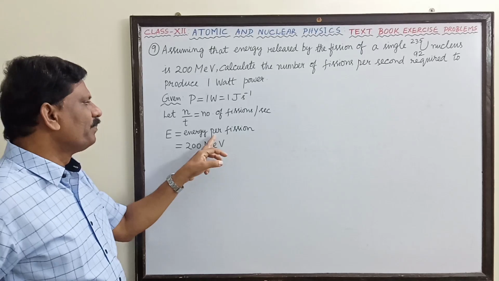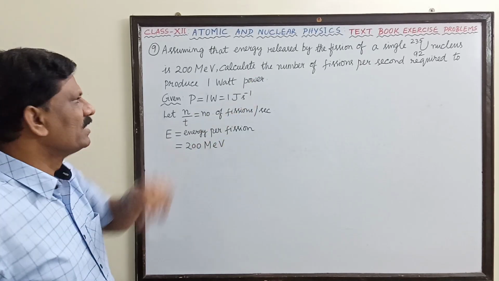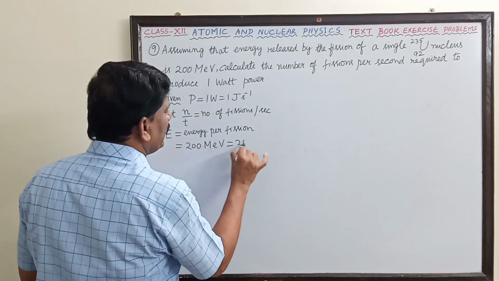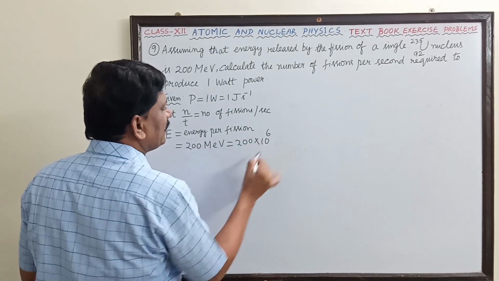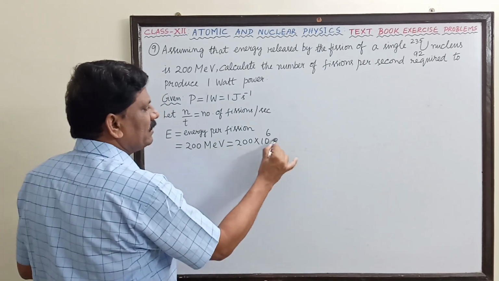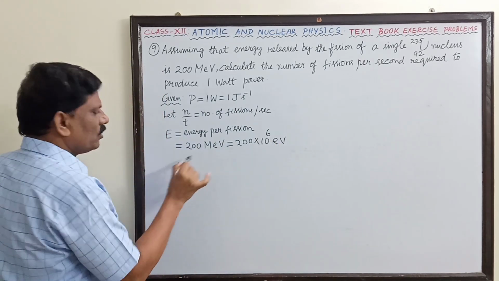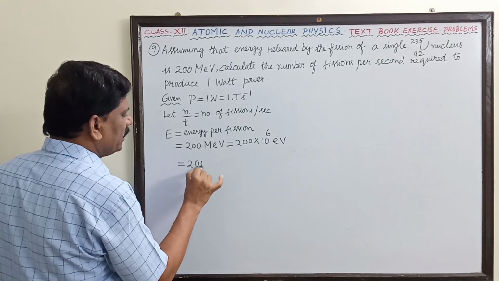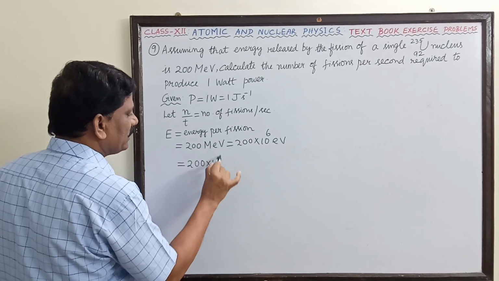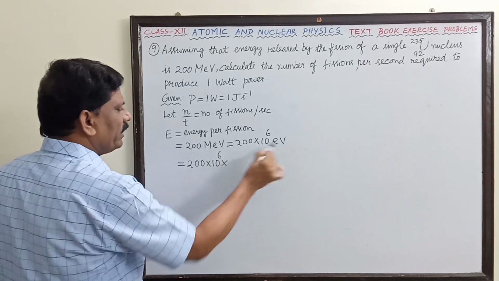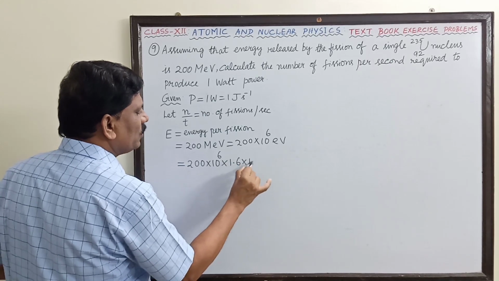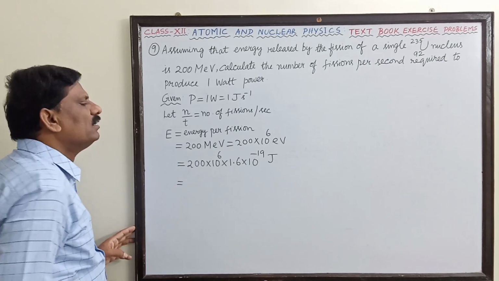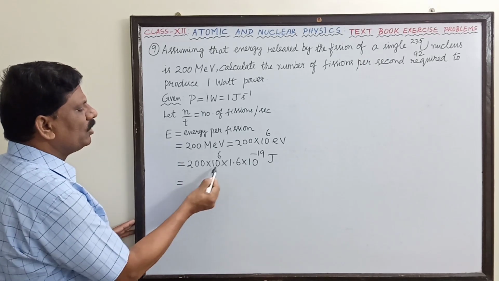Now we know that the energy produced in one fission reaction is given as 200 million electron volt. So this is equal to 200 into 10 power 6, since 1 million is 10 power 6 electron volt. So I will convert this into joule. So this is 200 into 10 power 6 into 1 electron volt, which is 1.6 into 10 to the power of minus 19 joule. So now you can take this as 2 into 10 power 8.